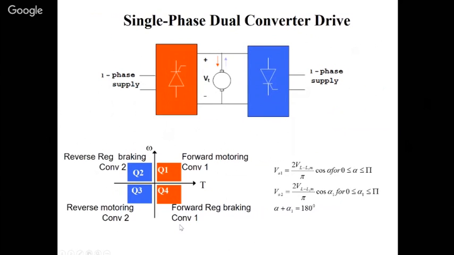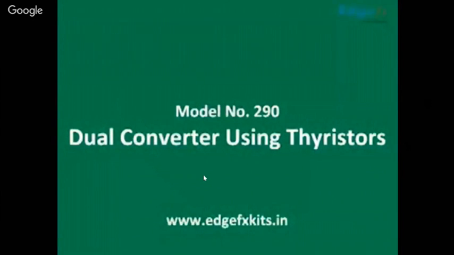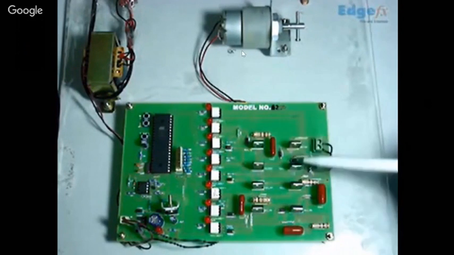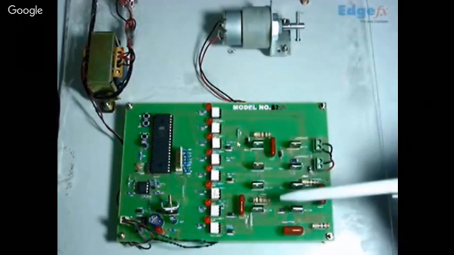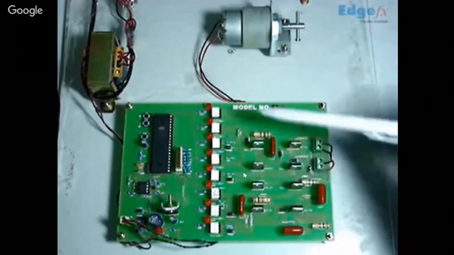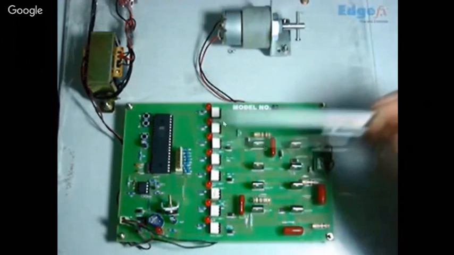I'm just going to show you a dual converter. So here you can see, this is a dual converter, and in this dual converter, we are using a DC motor. Here one bridge is shown, this is one bridge with 4 thyristors and another bridge with 4 thyristors. These 4 are controlled using these 4 thyristors here, and these using these 4 thyristors.